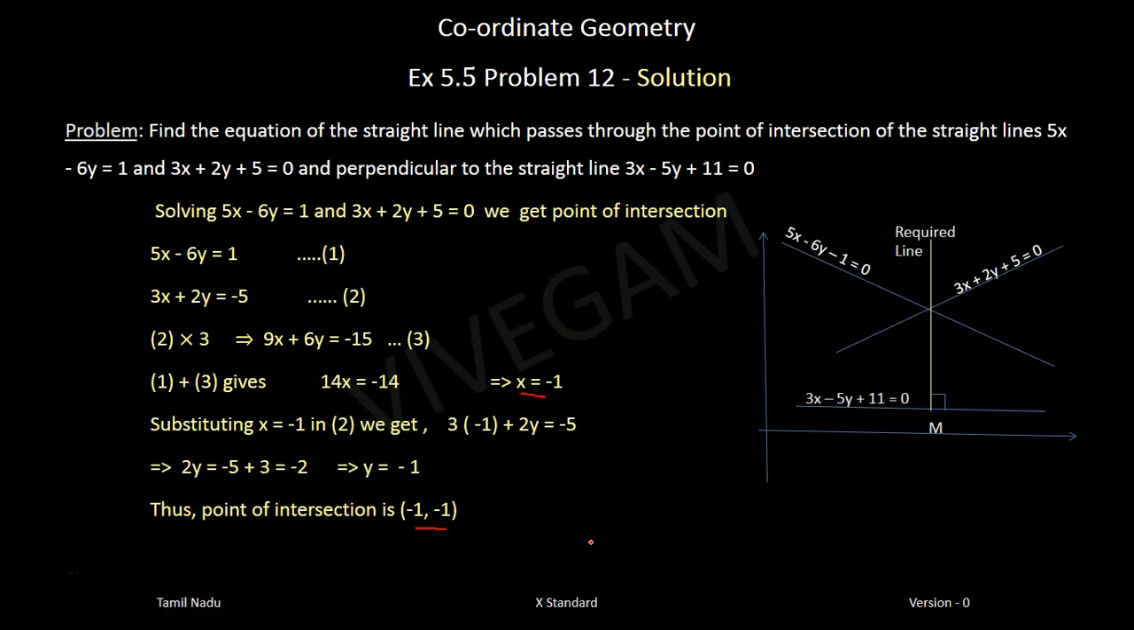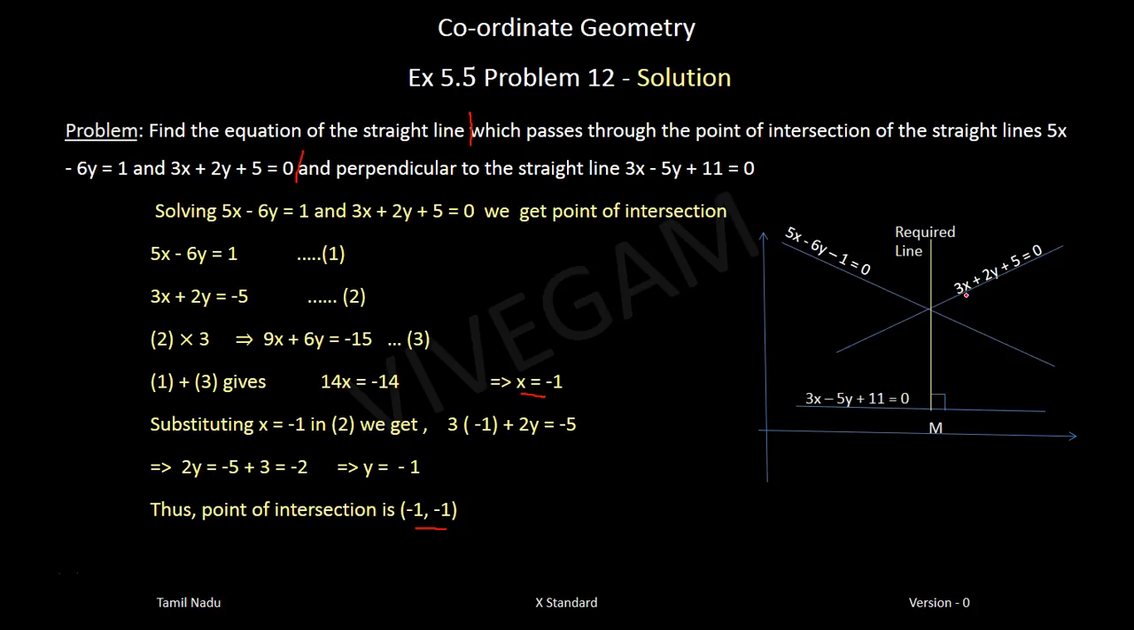Okay, so let's recap. So what are we doing? The problem looks a little big, but if you break this down, I think I missed pointing it out. So this is the breakpoint. Find the equation of the straight line which passes through the point of intersection of the straight lines, this and this, and is perpendicular to the straight line. So we have to find the equation of the straight line which passes through the point of intersection of these two equations, and it is perpendicular to this line.